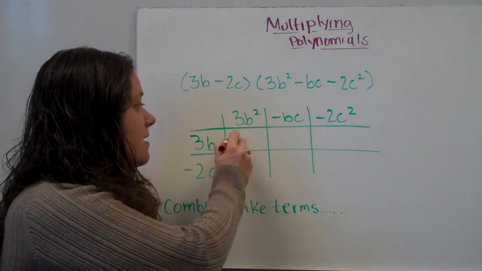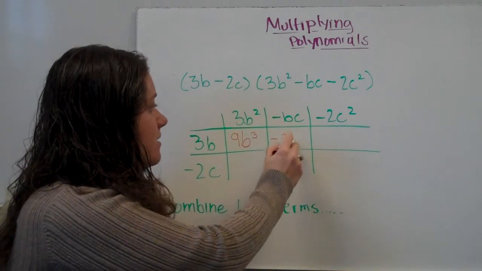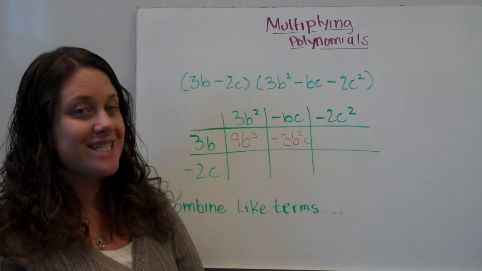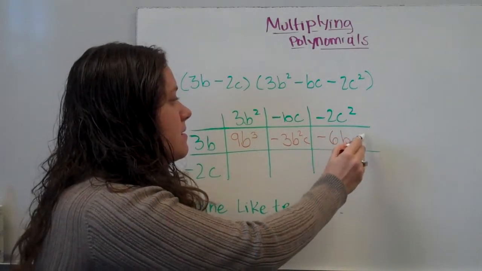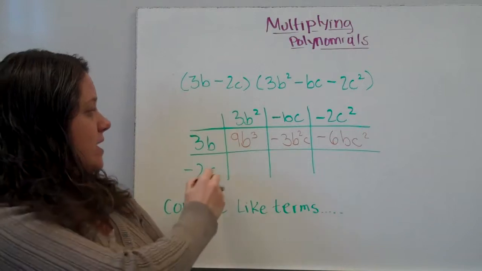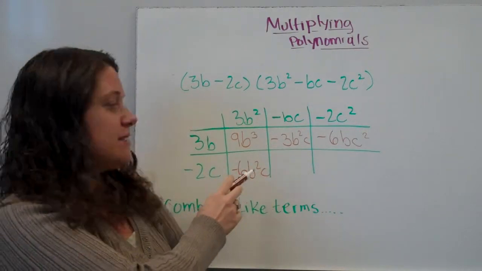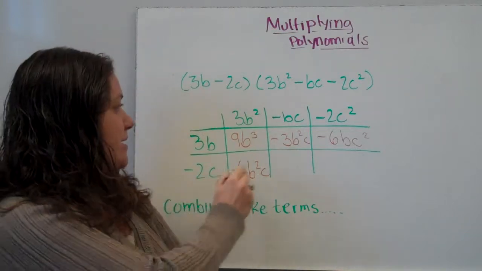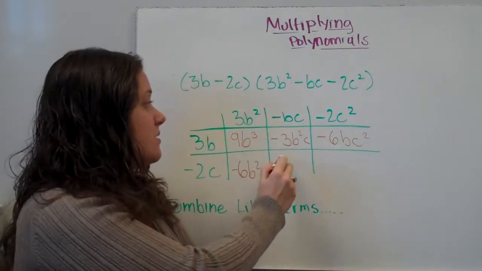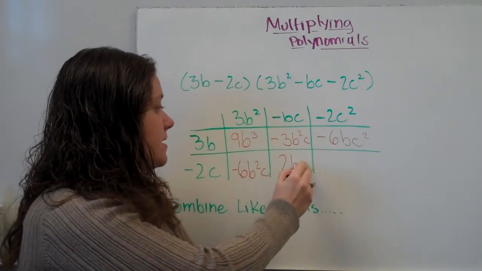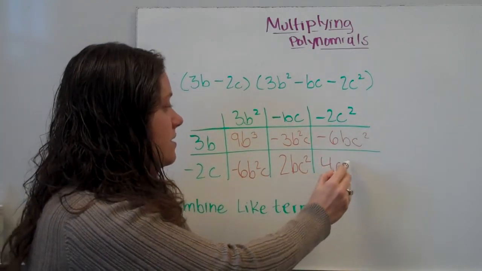So this would be 9b to the third. This would be negative 3b squared c. This would be negative 6b c squared right here. Negative 6b squared c right here. This is going to become positive because it's a negative and a negative. So positive 2bc squared. And then these two, it's going to be 4c to the third.